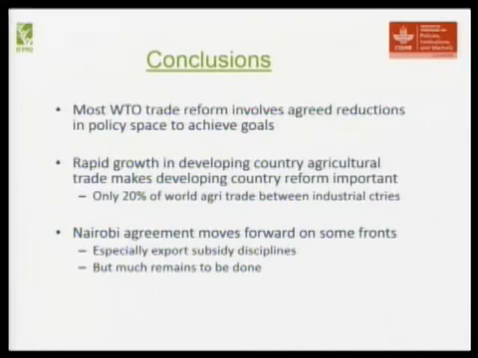So to conclude, most reform involves agreed reductions in policy space. That's an inherent feature of collective action in this area. Rapid growth of developing country agricultural trade has a huge impact. So little world trade is now between the rich countries, the traditional focus of negotiations. The Nairobi Agreement moves forward on some fronts, especially the export subsidy disciplines, but much remains to be done.